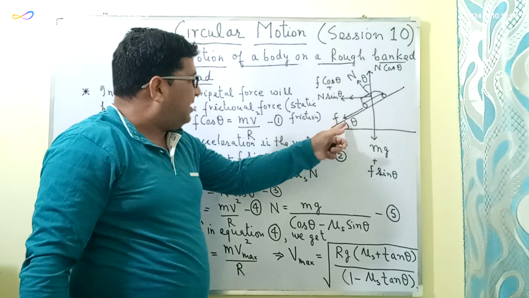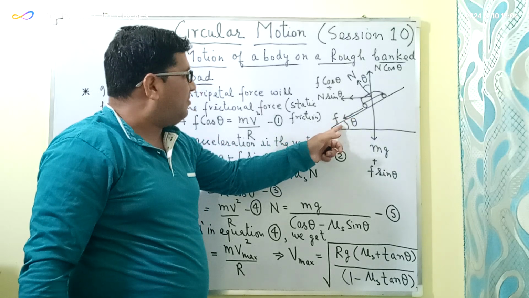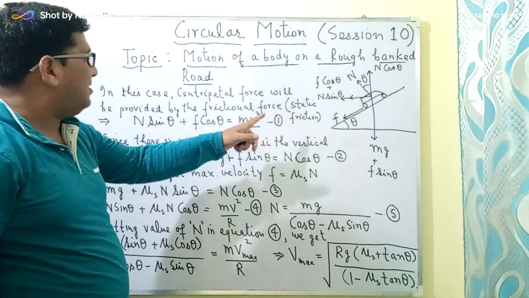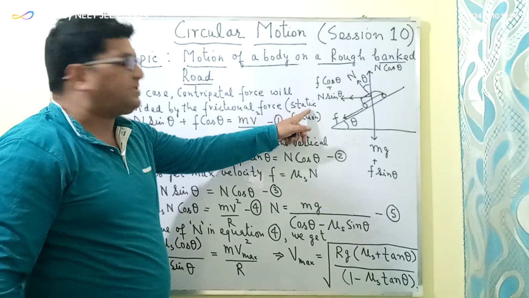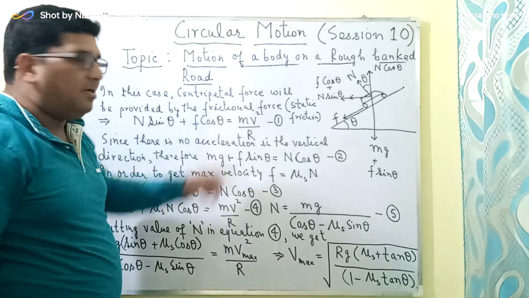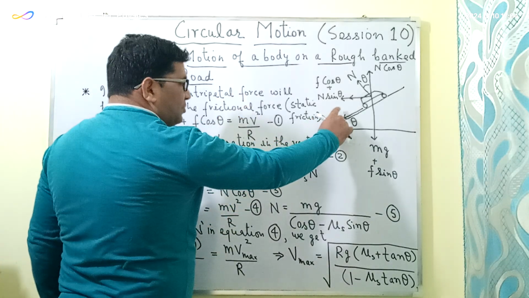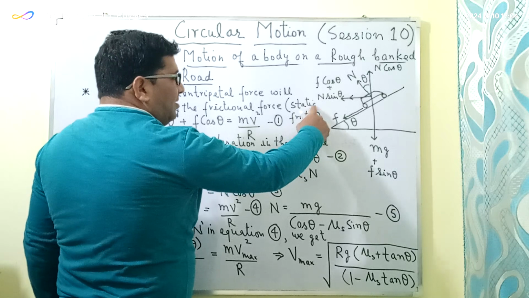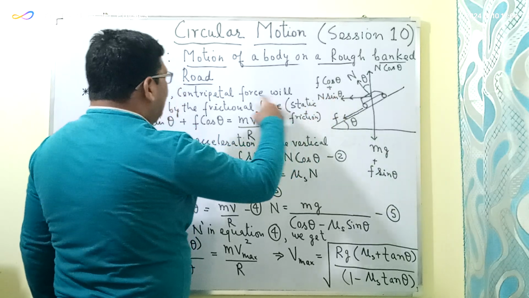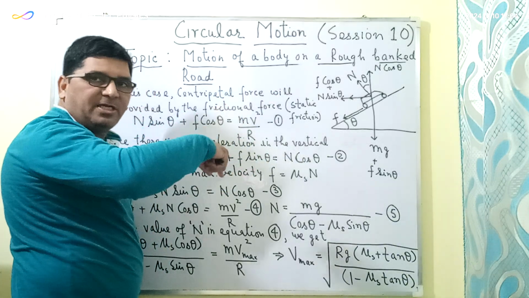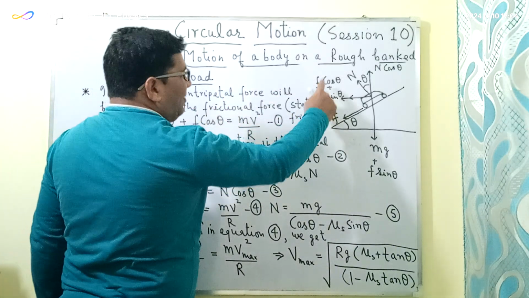Since this is a rough surface, the force of friction here will be acting in the direction given by this arrow, and this force of static friction will provide the necessary centripetal force. The component of the static friction which will be providing the centripetal force for moving this body in a circular path will be equal to f cos theta.